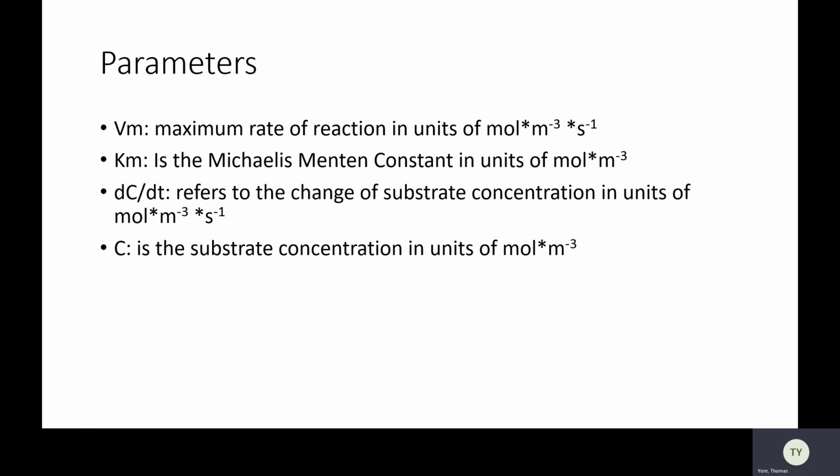dC/dt refers to the change of substrate concentration in units of moles divided by meters cubed in seconds. dC/dt is also referred to as the volumetric flow rate of the enzyme substrate complex. And C is the substrate concentration in units of moles divided by meters cubed.